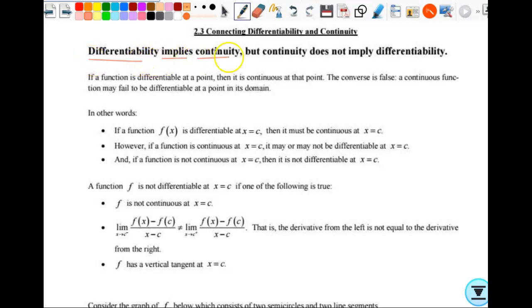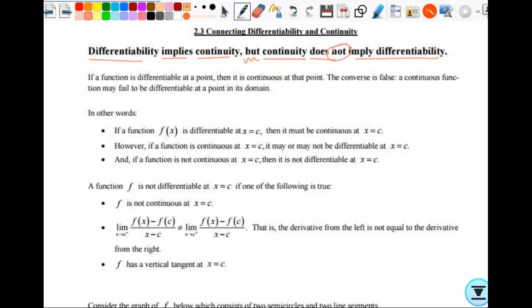Differentiability implies continuity, which means if it's differentiable, it has to be continuous. But continuity does not imply differentiability, or it doesn't guarantee it. Okay, just because it's continuous doesn't mean it's differentiable. It could be, but we don't know. But if it's differentiable, it's definitely continuous. So that's one of those things where it can kind of get confusing how you say it, so make sure we can keep that straight.